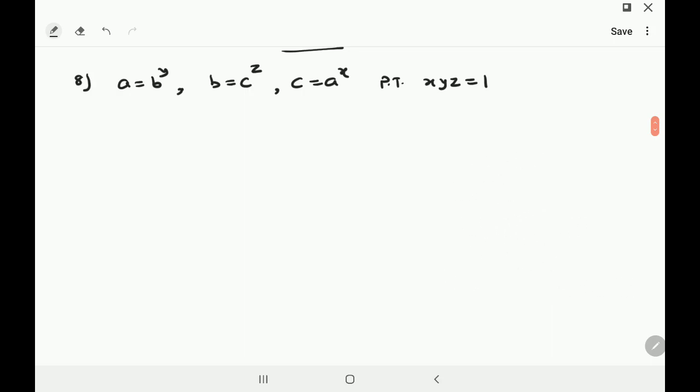So imagine if I have a is equal to b raised to y, right?